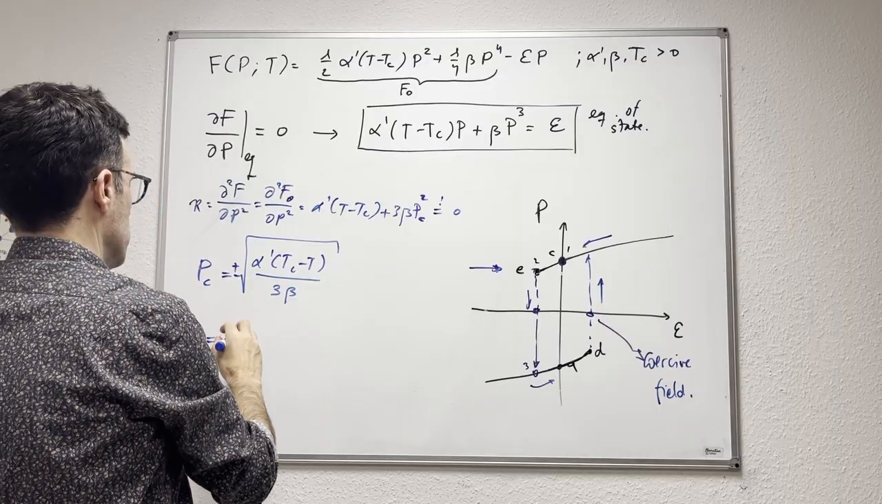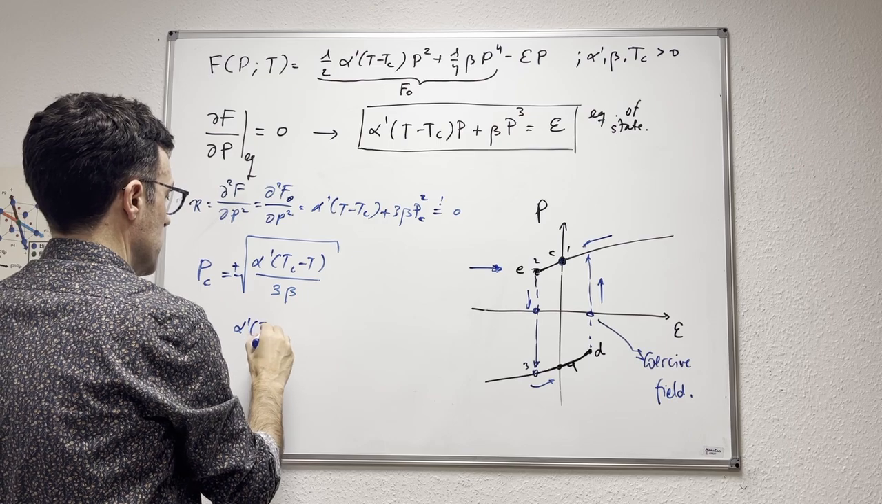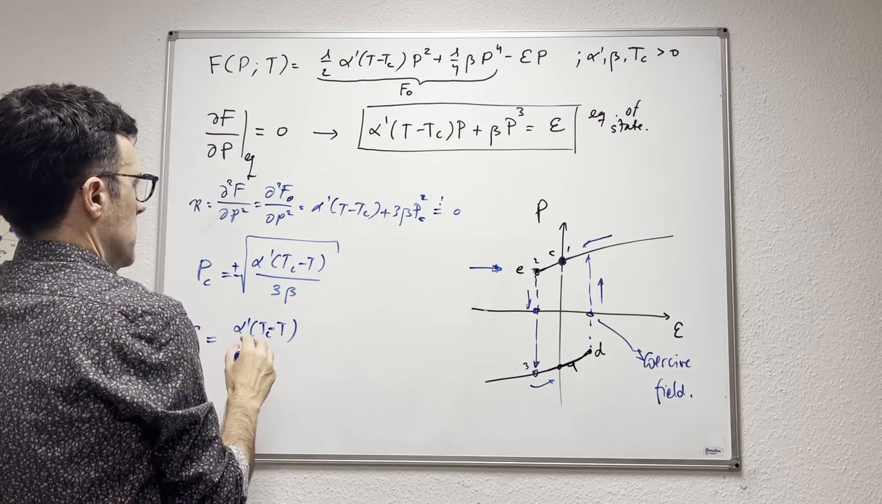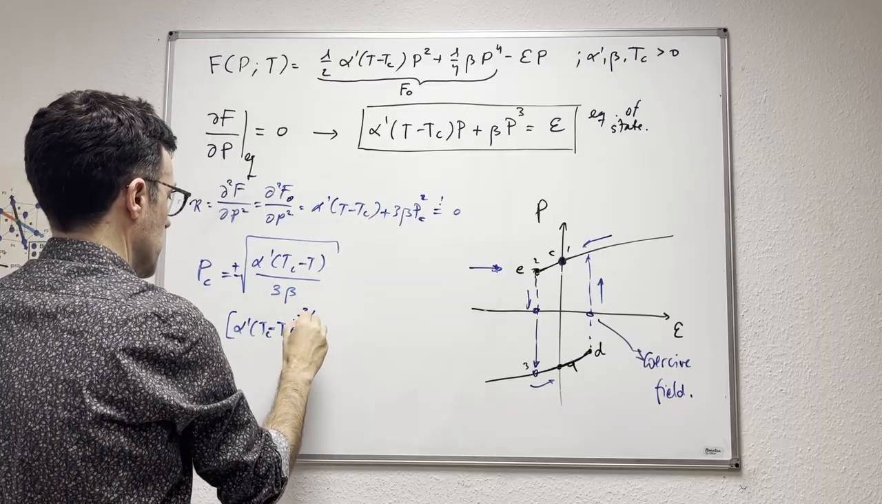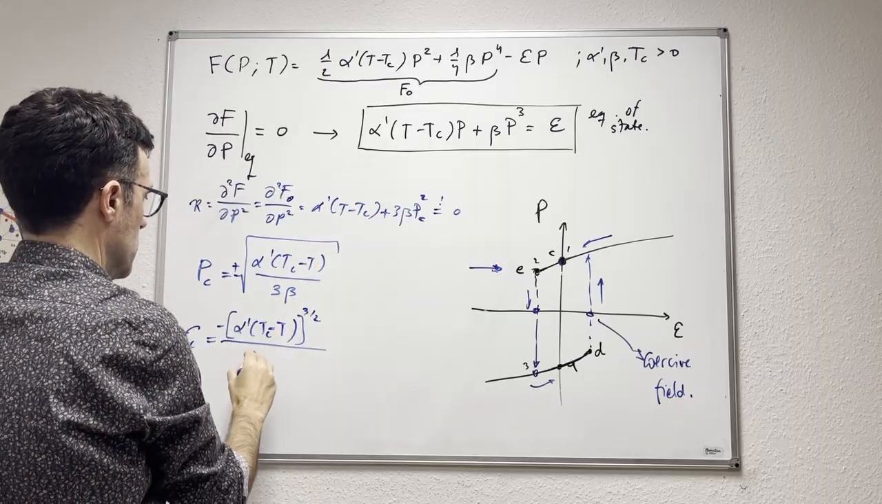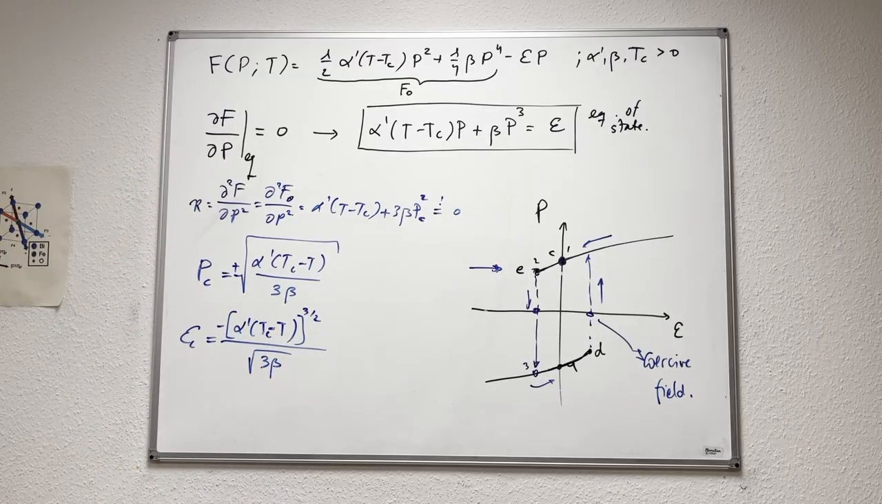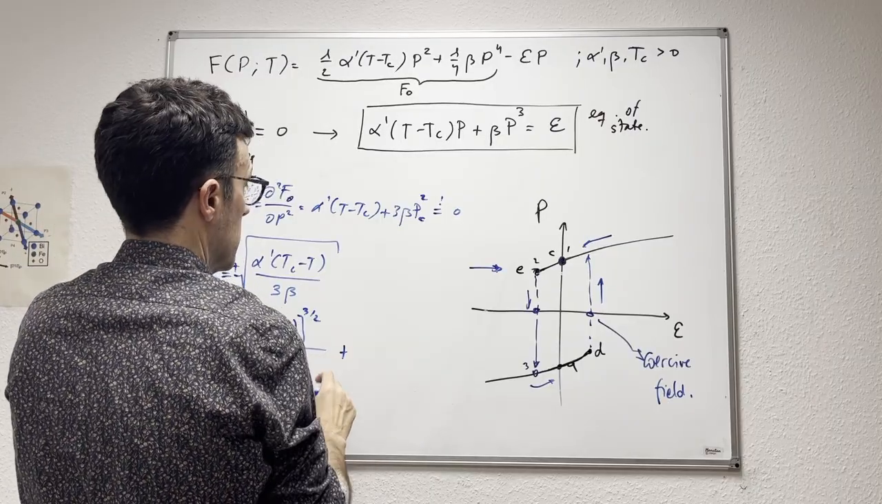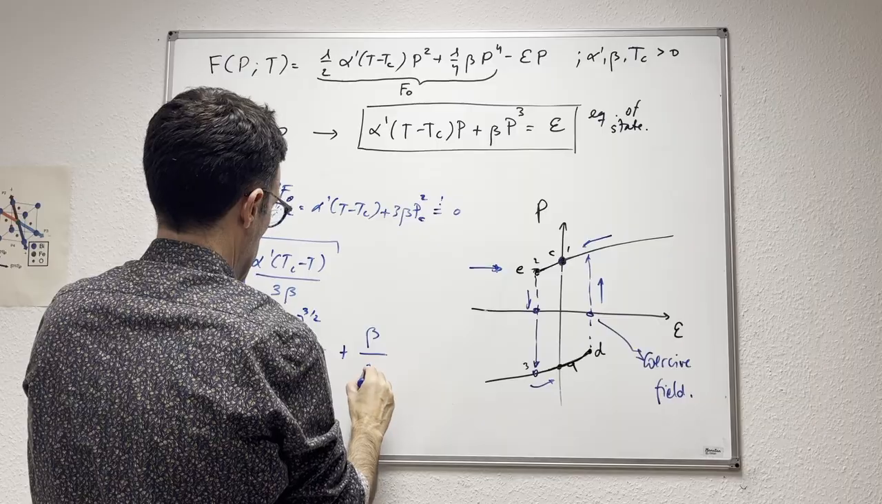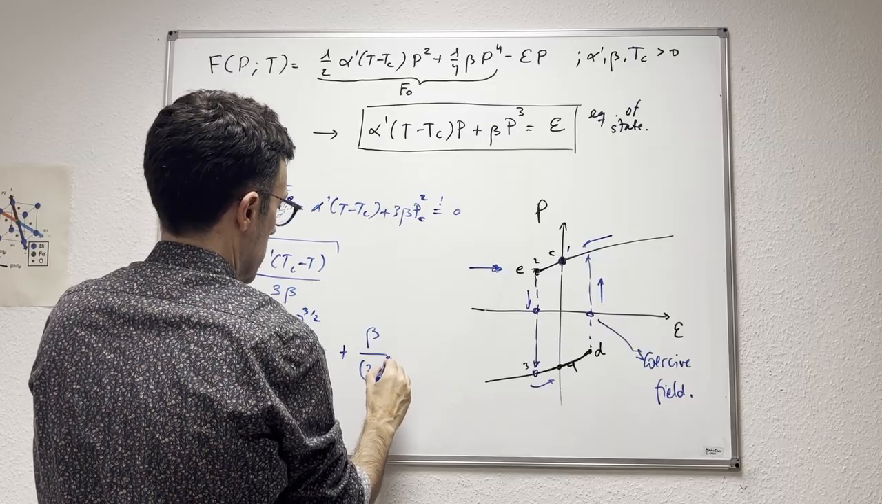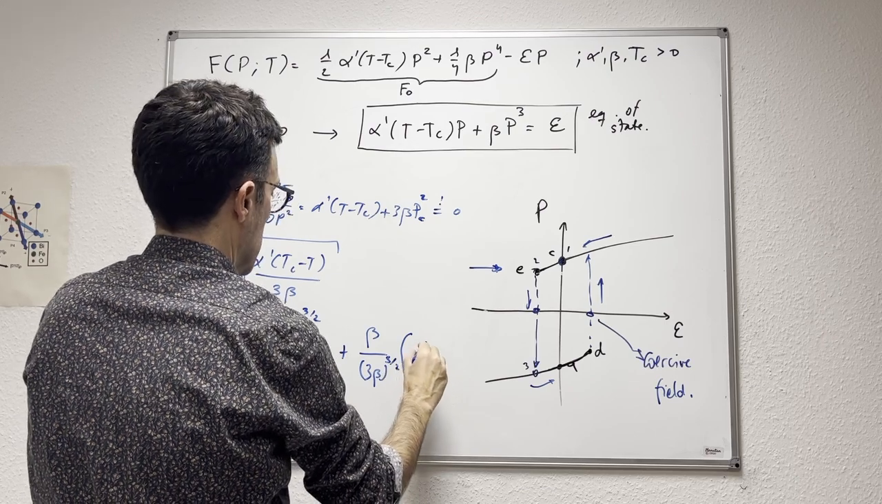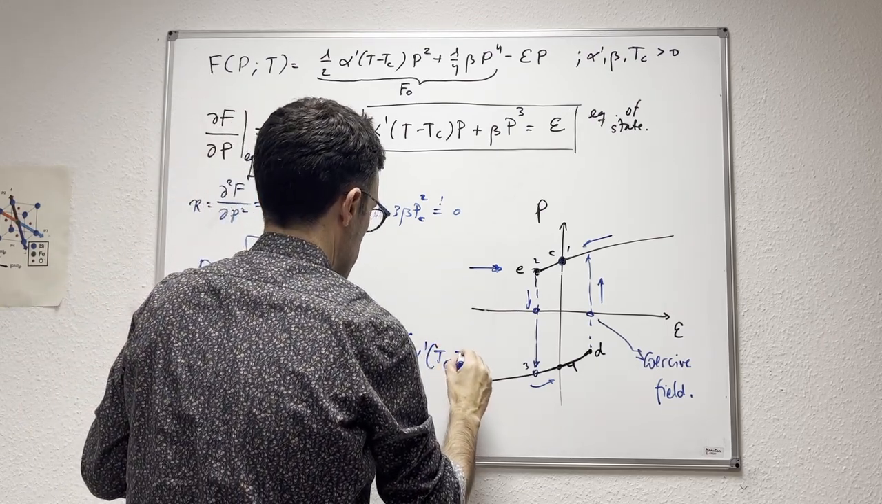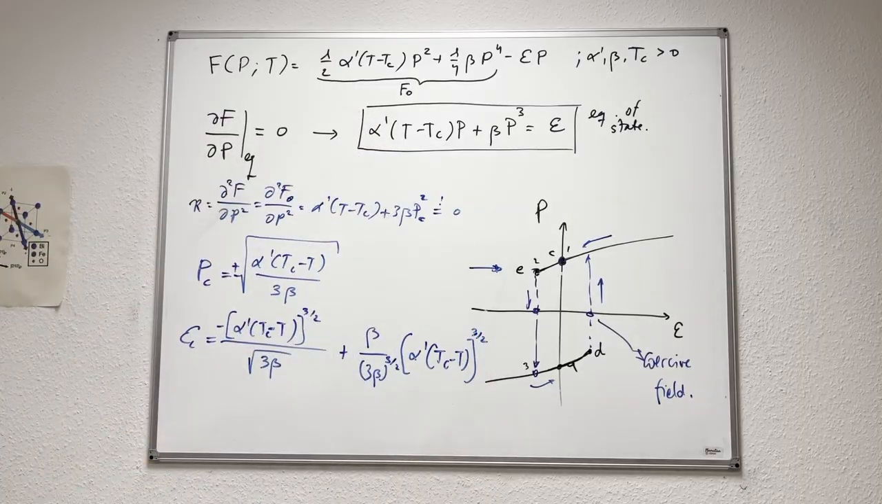What do I get? So I get alpha prime (Tc minus T) to the 3/2, with the minus in front, over the square root of 3 beta. Did I do that right? Yes, that's correct, I think. And here I have this to the cube. I'm going to have a plus. So I have 3 beta, and I have here alpha prime (Tc minus T) to the 3/2. It is looking reasonably okay.